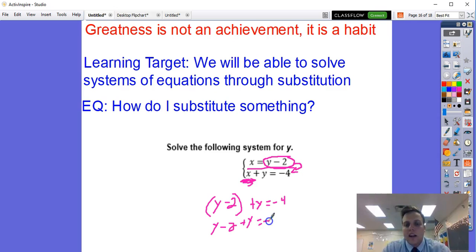That equals negative 4. So that gives me y plus y, which is 2y, minus 2 is equal to negative 4. Now I just have to finish solving for y. So I have to add 2. So I get 2y is equal to negative 4 plus 2, which is negative 2. Oh, I wrote 2 equal signs, didn't I? 2y is equal to negative 2. Divide both sides by 2. You get y equals negative 1.